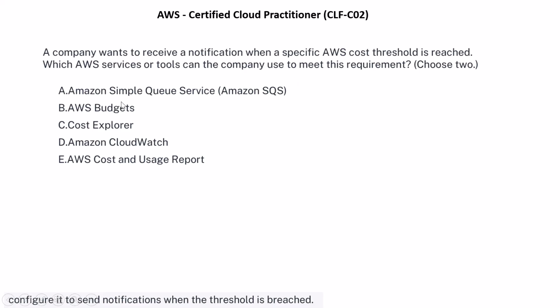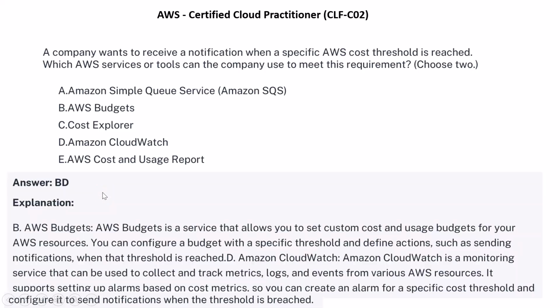Choose two options. Options are option A, Amazon Simple Queue Service, option B, AWS Budgets, option C, Cost Explorer, option D, Amazon CloudWatch, option E, AWS Cost and Usage Report. The correct answer for this question is option B and option D.